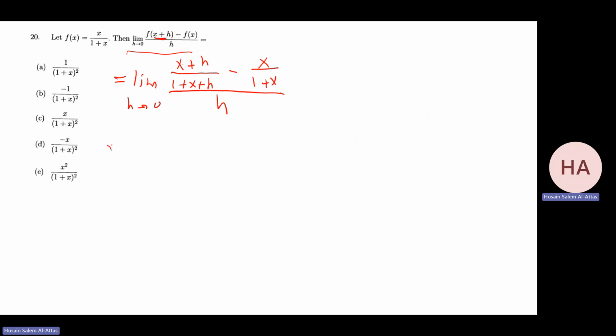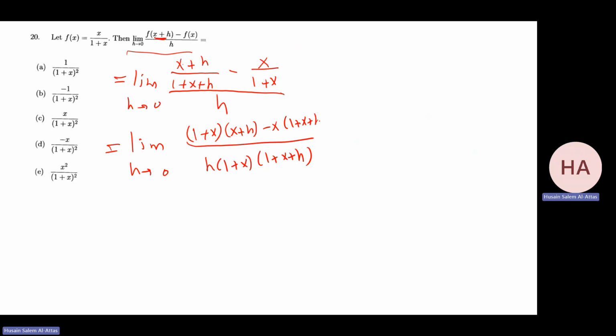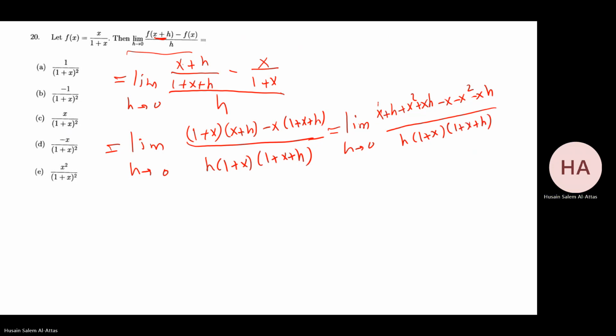So I will do the limit calculations, as h goes to 0. I have what here? h times 1 plus x times 1 plus x plus h, with the numerator 1 plus x times x plus h minus x times 1 plus x plus h. What will that be? The limit as h goes to 0. Do the product: x plus h plus x squared plus xh minus x squared minus xh over h times 1 plus x plus h. This is cancelled, this one cancelled, xh cancelled with minus xh.